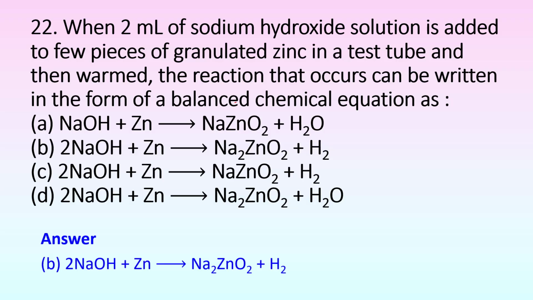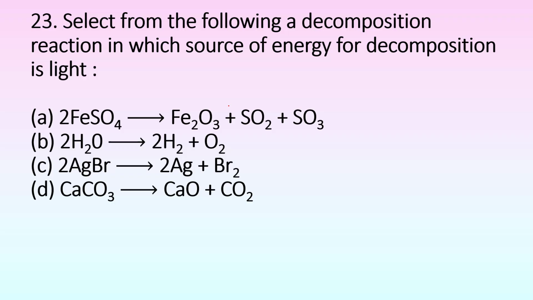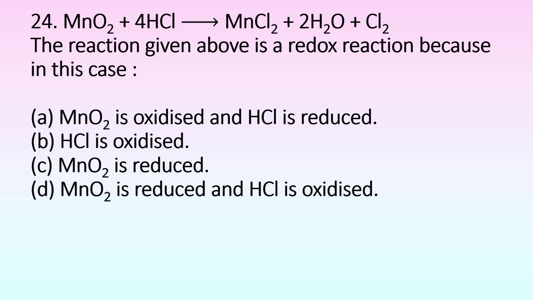Next, question number 23. Select from the following a decomposition reaction in which the source of energy for decomposition is light. That is here option number C, that is AgBr giving rise to Ag plus Br2. Next, question number 24. MnO2 plus 4HCl giving rise to MnCl2 plus 2H2O plus Cl2.